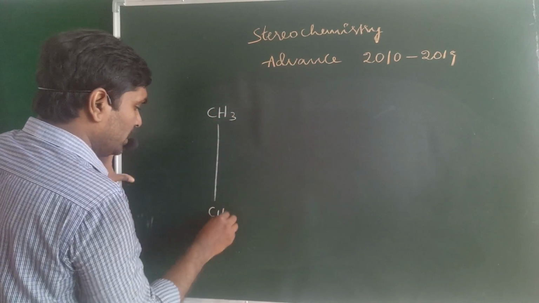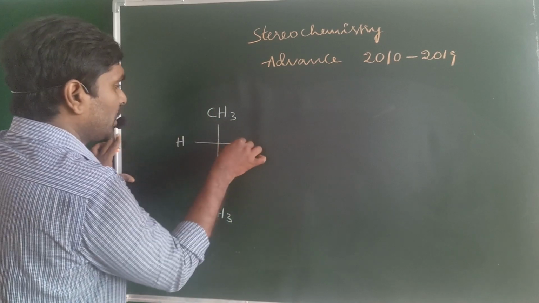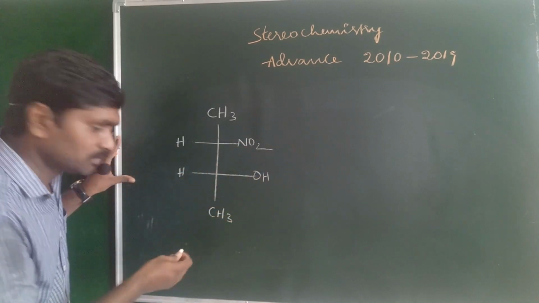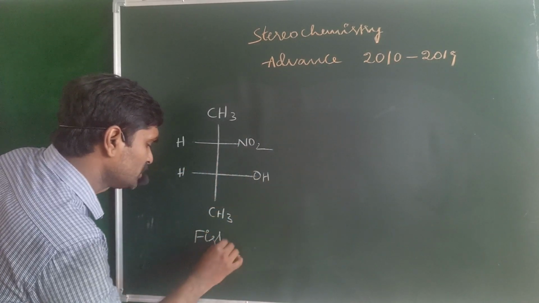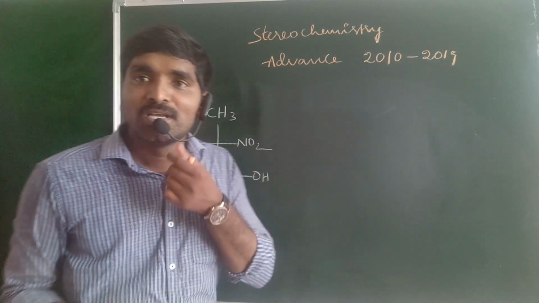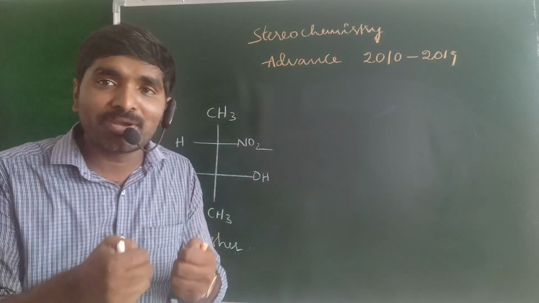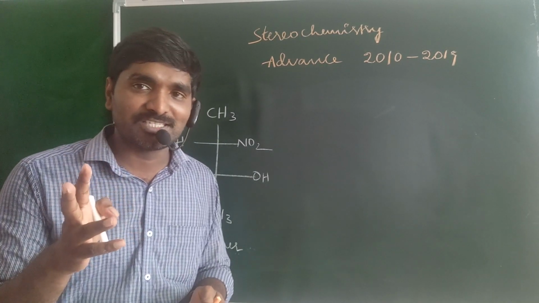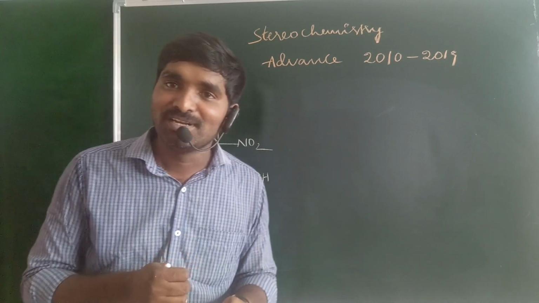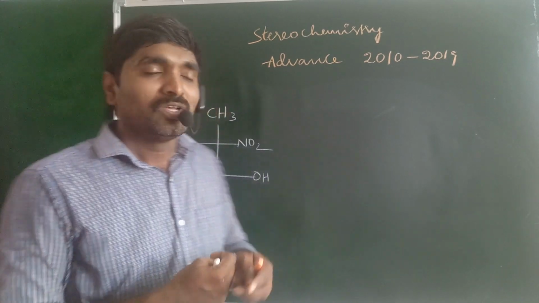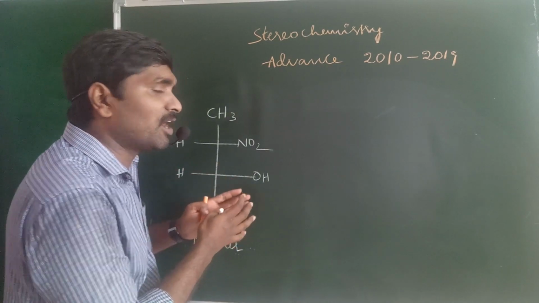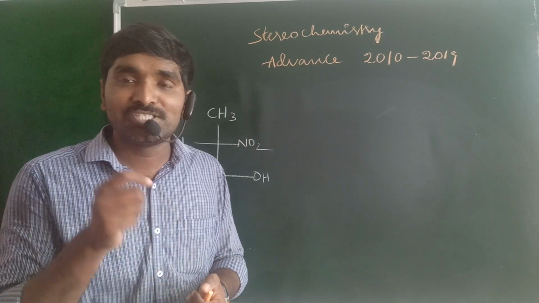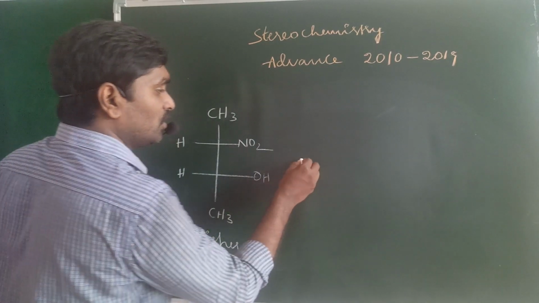CH3, NO2, H, OH, H. You know that this is nothing but a Fischer projection formula. How can you convert this Fischer projection formula into the Sawhorse formula? You have two different types of conformations in Sawhorse: one is eclipsed and the second is staggered. So first, the given Fischer projection formula, you should convert into the eclipsed conformation.